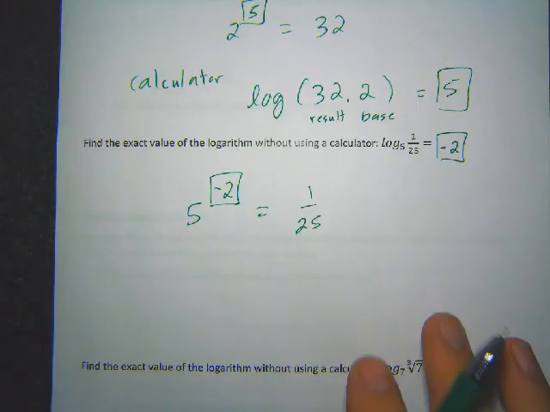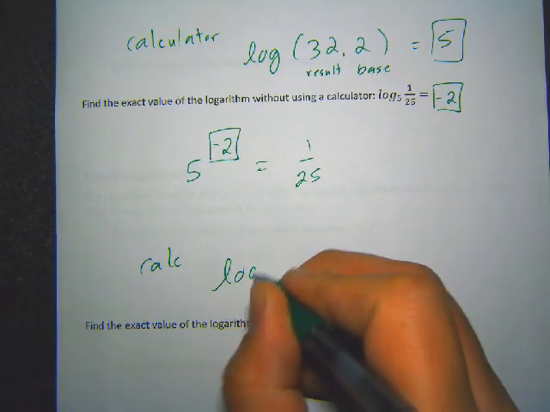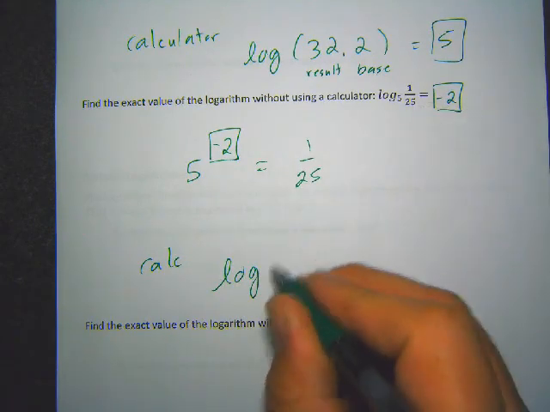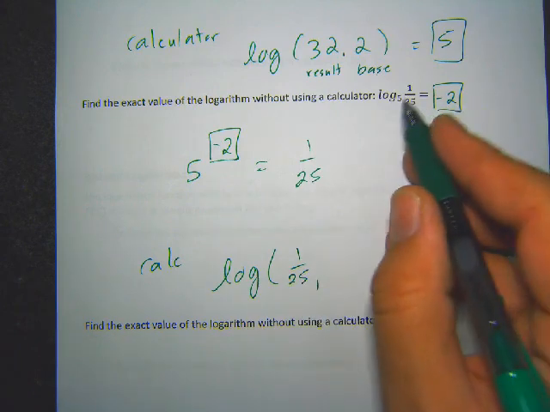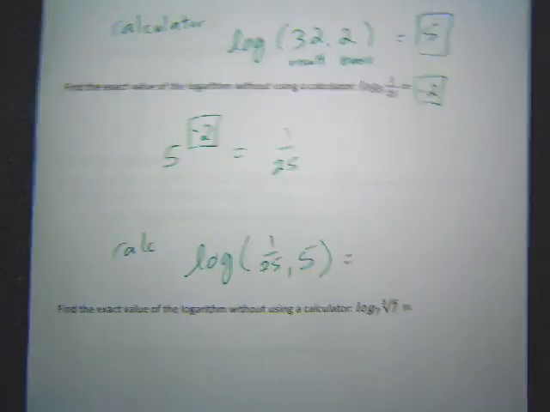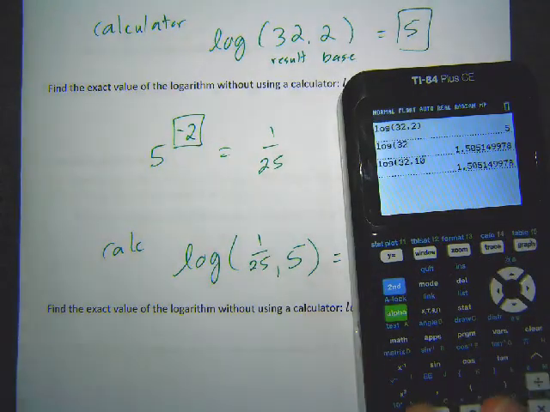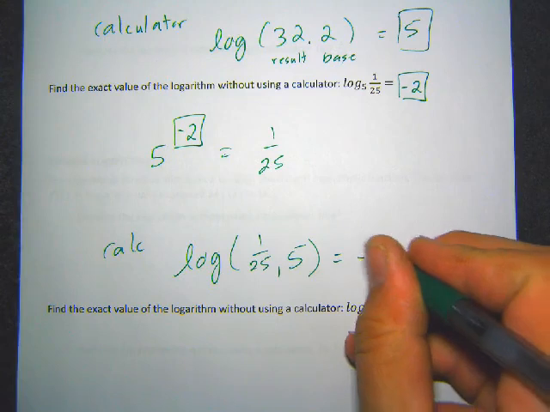But again, if you want to do it on the calculator, you would type log of 1 over 25. So 1 over 25 is what we're trying to take the log of. And then we're going to start with base 5. Let's do base 5 and see what that gives us. So we do log 1 divided by 25. I'm going to use just the division symbol. 1 divided by 25, comma 5. And it should give me negative 2, which is the answer. So it does give you negative 2.